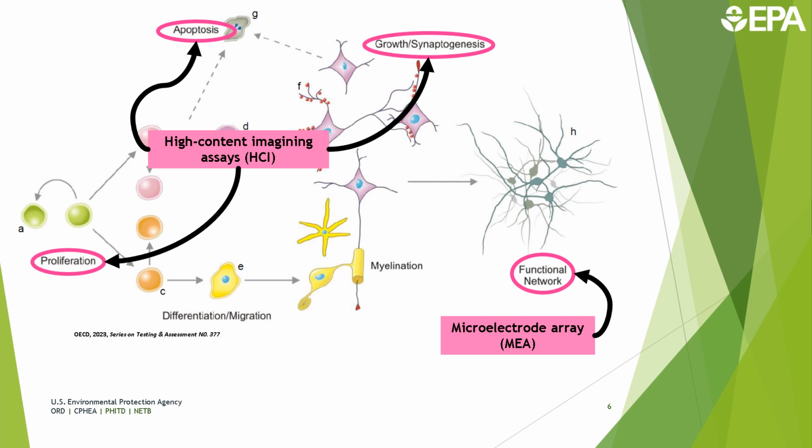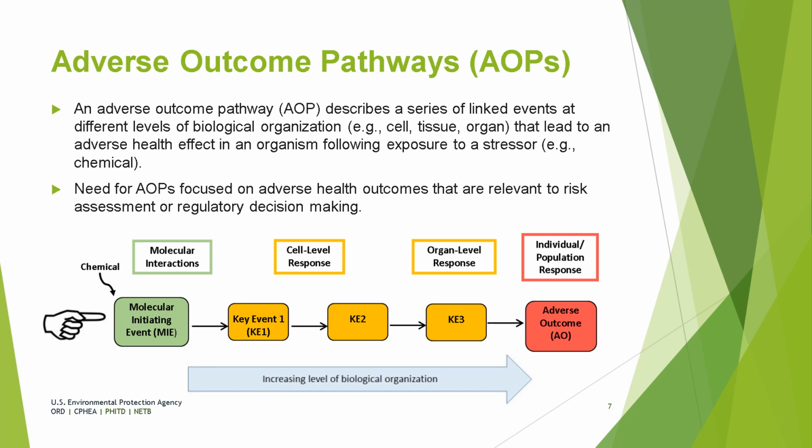But how does all of this fit into our work focusing on mode of action based studies or the development of adverse outcome pathways, or AOPs? Our group at the EPA are working towards developing these AOPs for adverse health outcomes that are relevant to risk assessment or regulatory decision making. In brief, the AOP framework describes a series of events that are linked at different levels of biological organization, such as from the cell, the tissue, to the organ, that lead to an adverse health outcome in an organism following exposure to a stressor, such as a chemical.